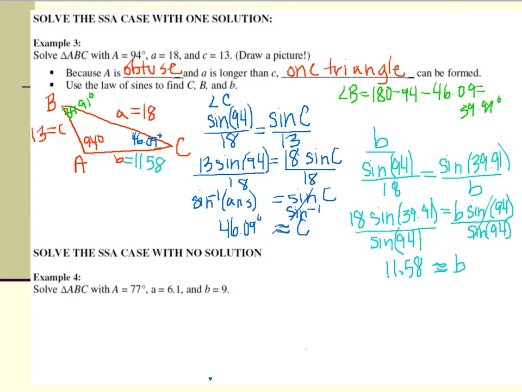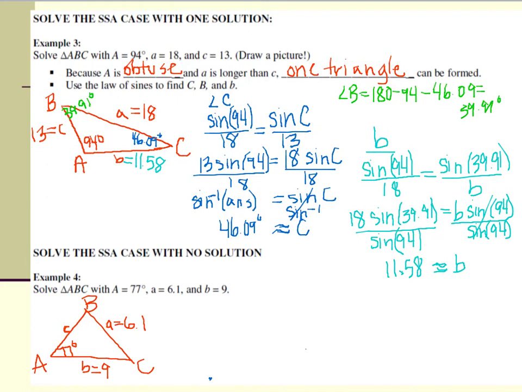Okay, let's do a problem when there's no solution. This problem is going to have no solution, and we have to just set it up to find this. So we're going to draw our picture. I've got A, B, and C, and angle A is 77 degrees. Side A, I'm going to write over here, is 6.1. Side B, across from angle B, is 9. And then side C would be over here.